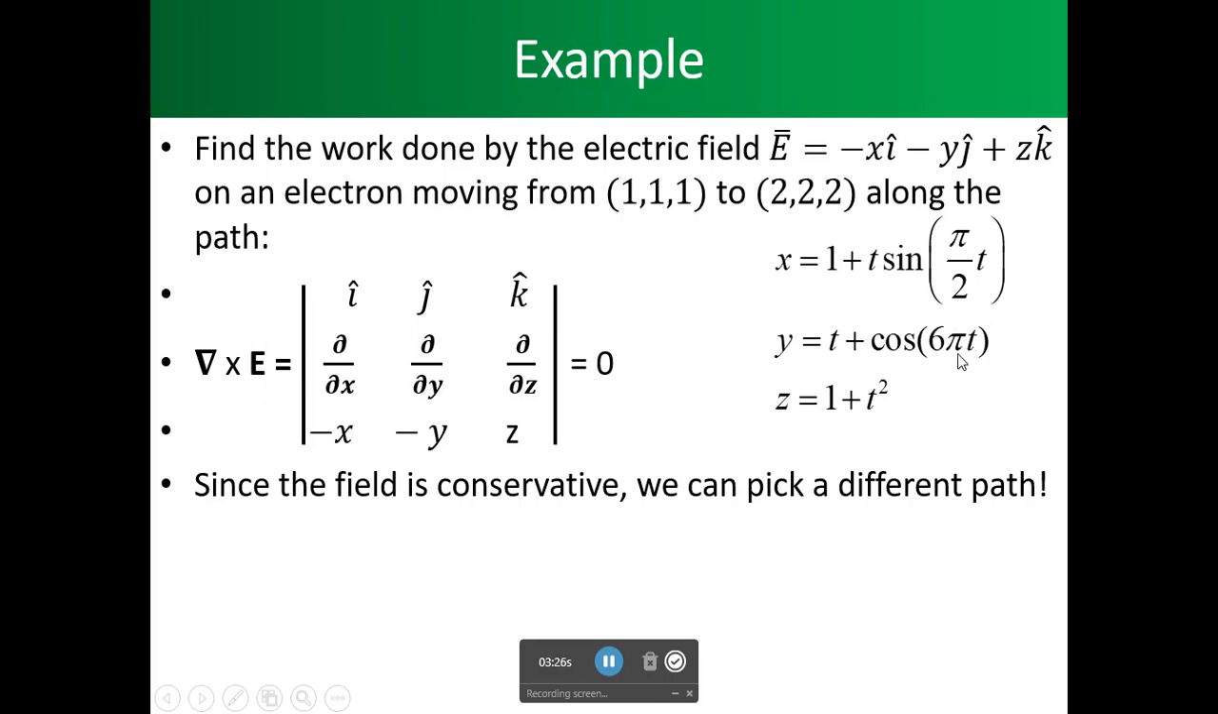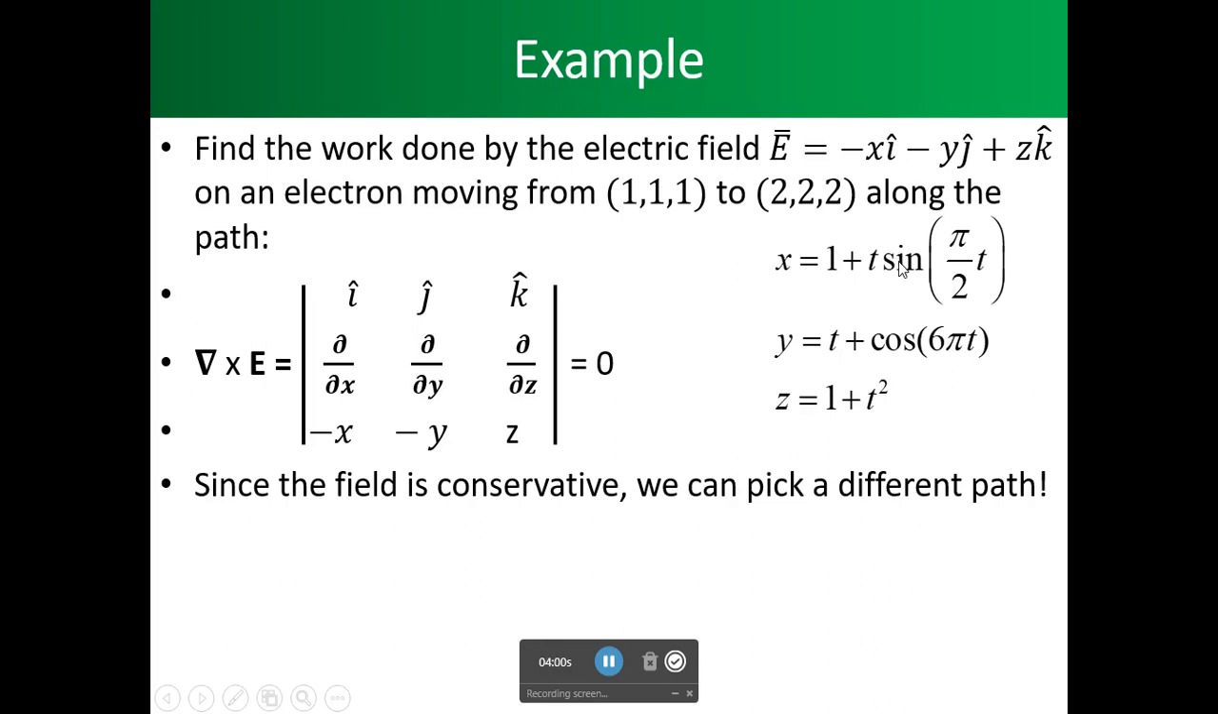Now the 6 pi, since it's always going to be an even multiple of pi, 2 pi and so forth, will be fine, because the cosine of any even number of pi is always going to be 1. So you can replace this with 1, t plus 1, and you have z equals 1 plus t squared.